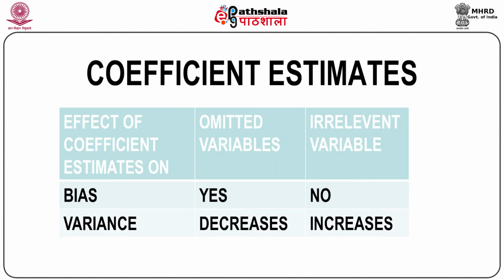Now, let us make some comparison of the bias and variances. You can see that if you have omitted a relevant explanatory variable, then there will be some extent of bias and variance should decrease. On the other hand, if you include an irrelevant explanatory variable, then there will be no bias, but variance will be higher, and as a result, the test of hypothesis may be affected.